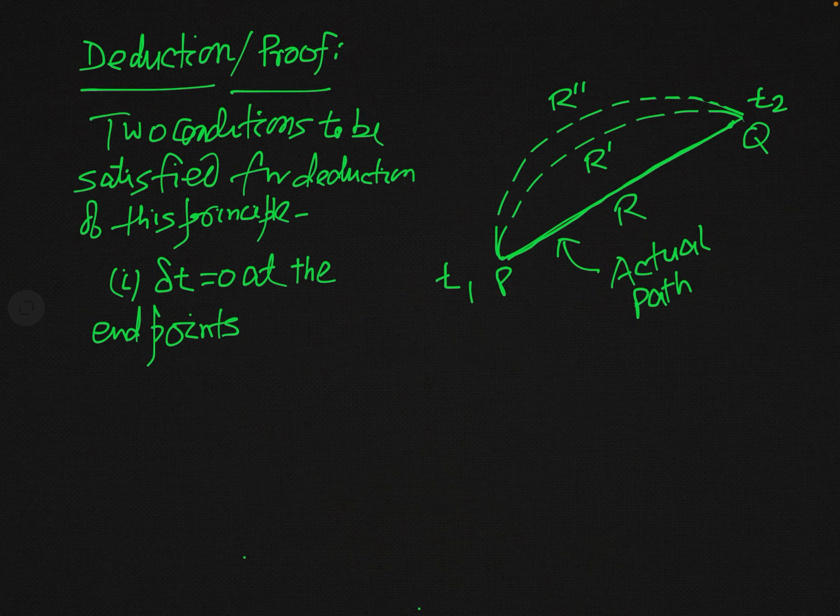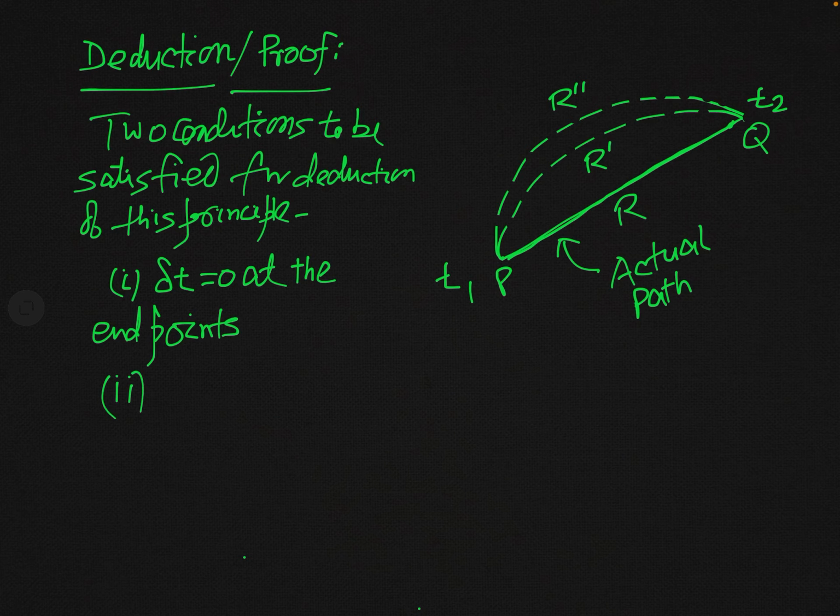It means if it is following the path PRQ or PR prime Q or P double R prime Q and others too, that particle must be at P at time t1 and must be at Q at time t2. So it means there is no variation of time at the end points. So in this small delta variation, it is a necessary condition that the small delta variation must be 0 at the end points.